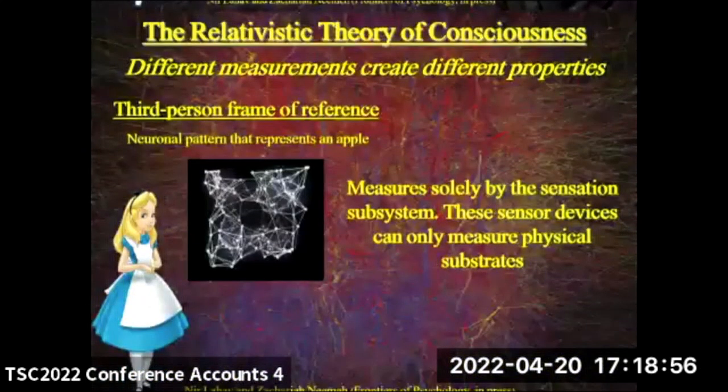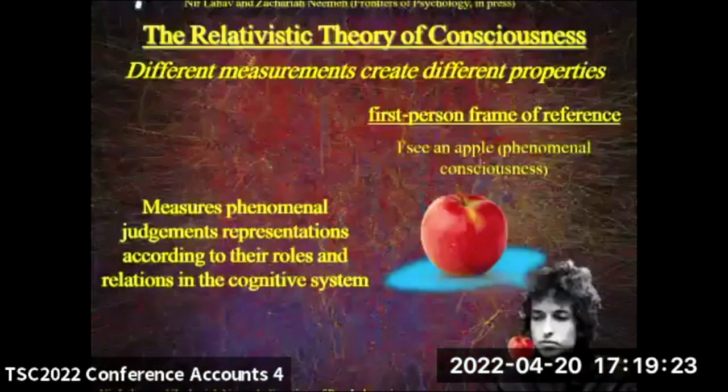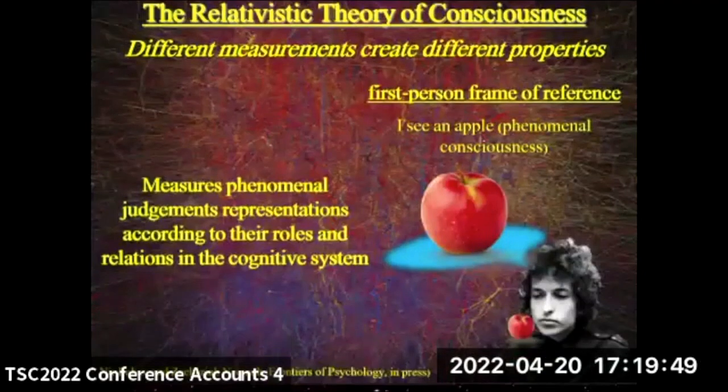The difference is that when we say third person frame of reference, we mean that we measure everything through our sensation subsystem, and our sensation subsystem can measure only the physical substrates. And that's why Alice measures the physical patterns of the neural activity. But first-person frame of reference is a different measurement. Over there, the cognitive system measures its own representations. So when the cognitive system measures the representation, it doesn't care what the physical substrate is. The only measurement here is about the role and the interaction between those representations. And that's why this different measurement creates a different property. This property we call qualia.